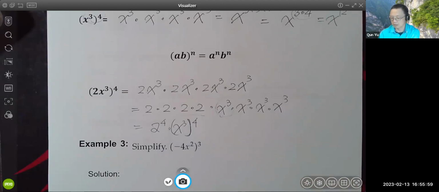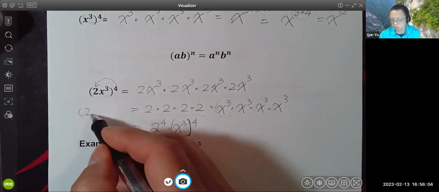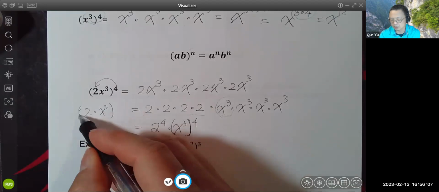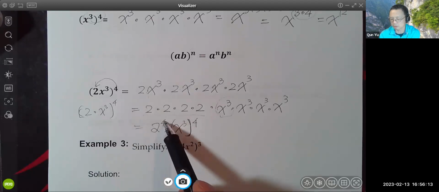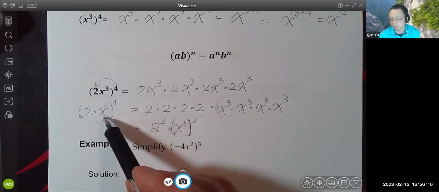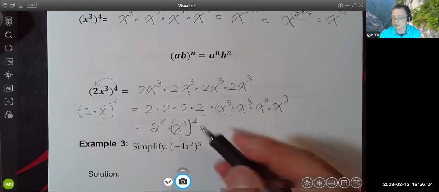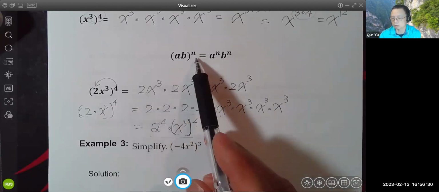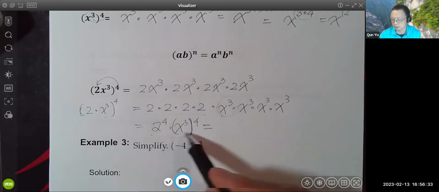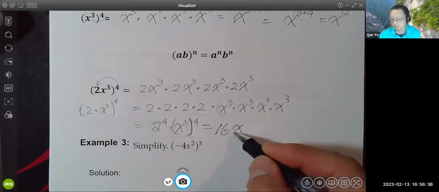And what is this? You distribute this 4 to each factor inside, because your factors are 2 and x cubed inside. Then you apply this exponent to this factor, you get 2 to the fourth power. You apply this exponent to this factor, you get this portion. So we just demonstrated that this formula is correct, actually. Again, if we continue to simplify it, we get a final answer, but this is the end of it if we just want to demonstrate this formula. But let me finish it anyway, right? 2 to the fourth power is 16. So x to the 12th power.